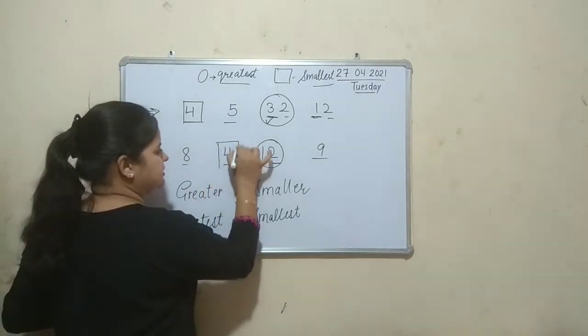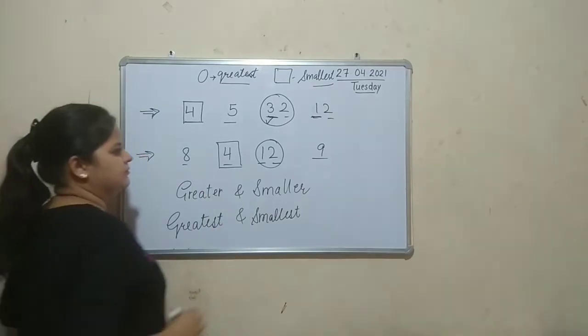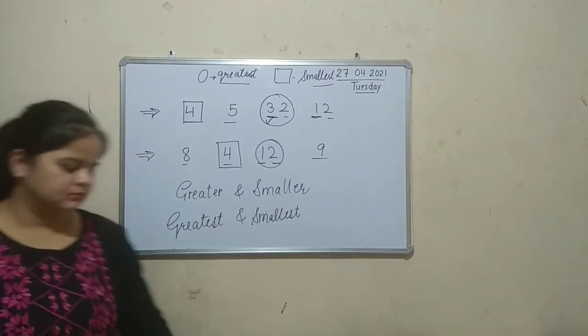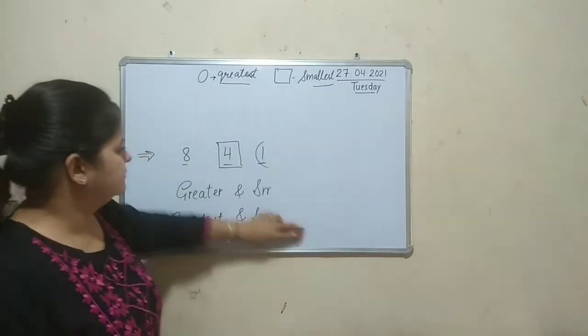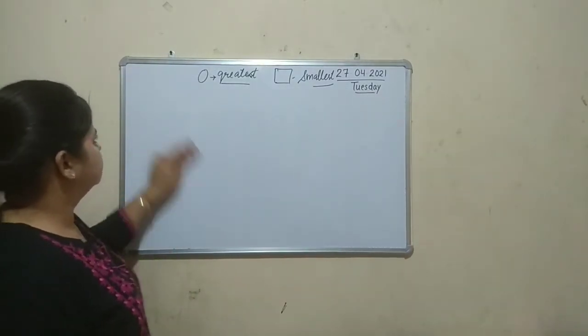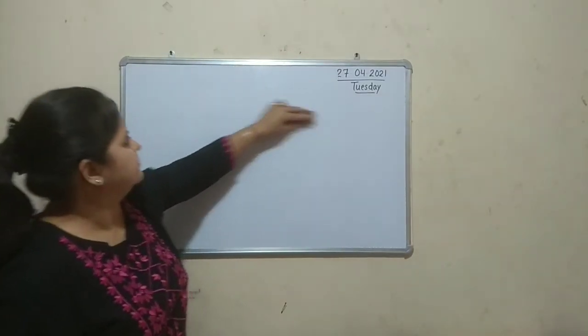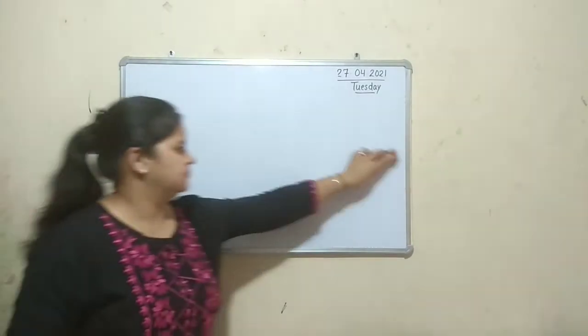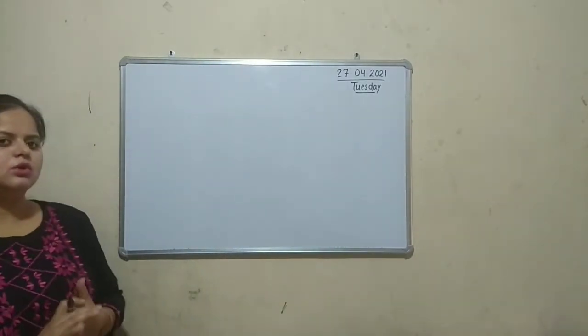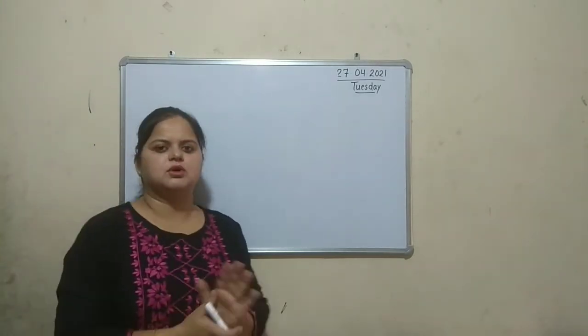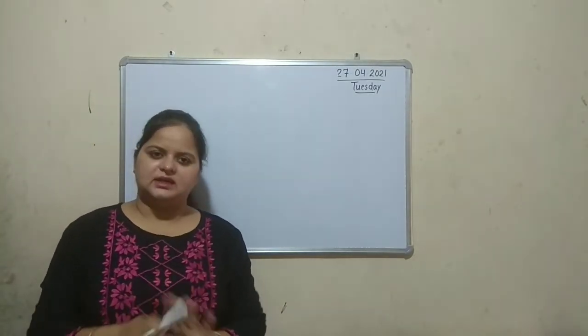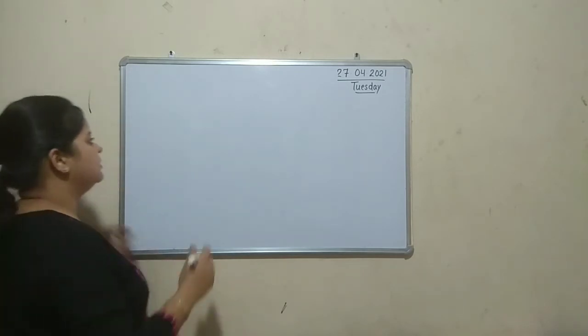So we will make a square here. Understand? Now you all know about the greater, smaller, greatest and smallest numbers. Yes? Understand the topic? Very good.